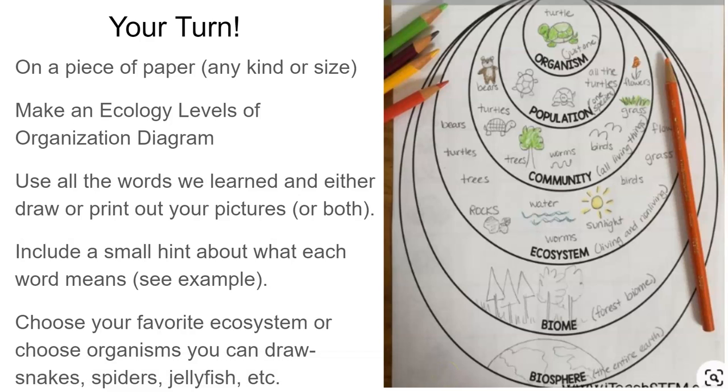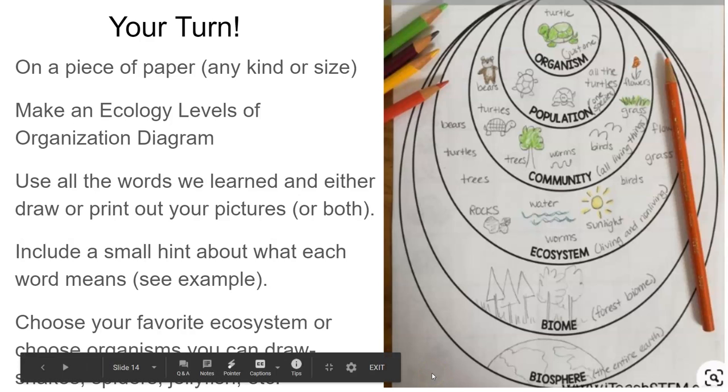Okay, so all the things have to be colored. Choose something you can draw. Snakes are easy. Jellyfish are easy. Okay, color it, label it, have a little note about what each thing means, and put your name on it.